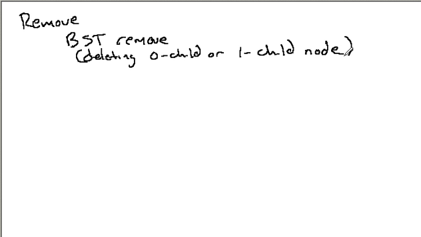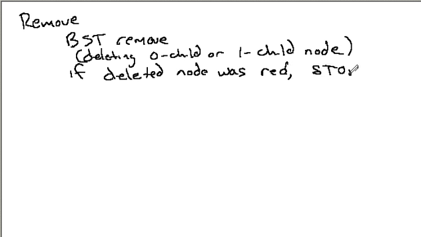Now, once we've done that, if the deleted node was red, then we can stop. Before we even look at the tree, remember the principles that we had to keep intact for the red-black tree. We said that there could not be 2 consecutive red nodes. Every red node had 2 black children and didn't have any red children.